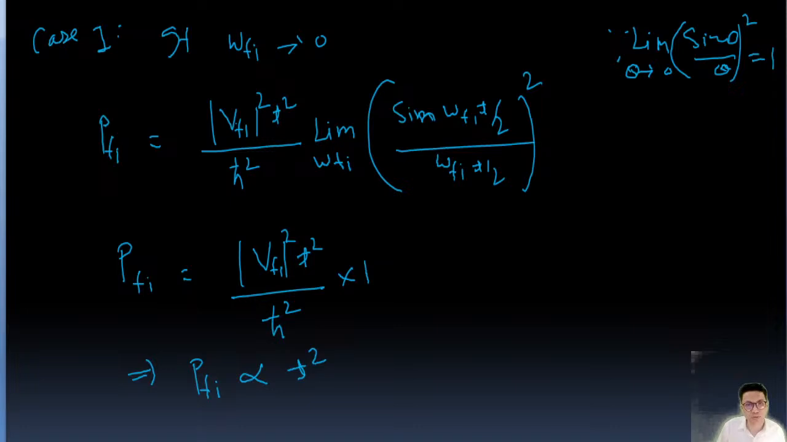Very important, guys. You need to note it down. You will solve questions using this. So if omega fi tends to 0, then the transition probability is proportional to the square of time. Note that this is t tends to 0, not omega tends to 0, guys. t tends to 0.